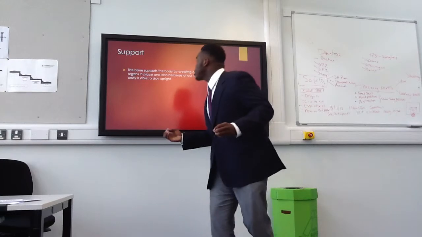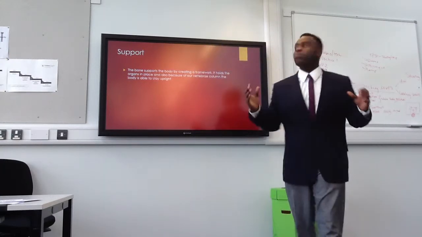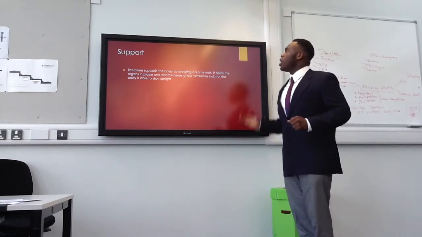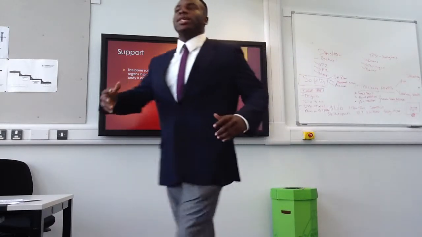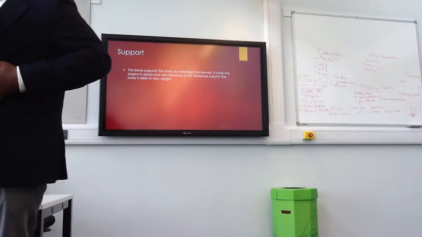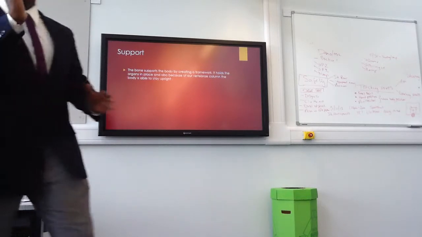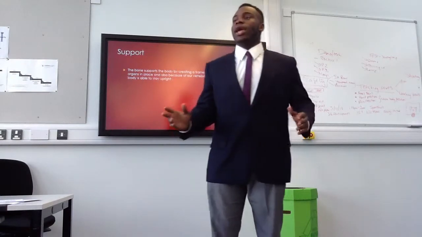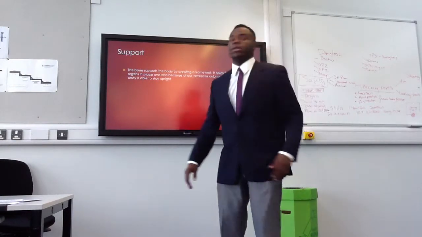Support. The bone supports the body by creating a framework. It holds the organs in place, and also because of our vertebral column, the body is able to stay upright. What this is basically saying is, if you look at our ribs, it protects the organs, and the vertebral column in our back makes sure that we stand upright, because if the vertebral column wasn't there, we would be lounging on the floor like this.